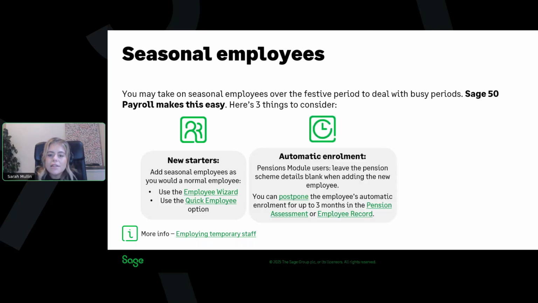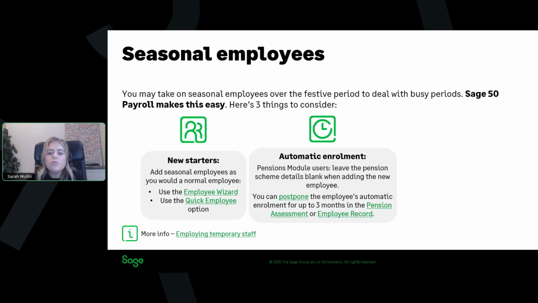Now, second thing to consider is automatic enrolment. So this is quite a big one. So if your seasonal employees meet the criteria, so age, earnings, and their UK worker status, they'd usually be automatically enrolled into the workplace pension scheme. But for short-term staff, so for seasonal employees, you can postpone automatic enrolment for up to 3 months. So if you're using the Sage 50 Payroll Pensions module, when you add the new starter, you do want to leave the pension scheme blank when adding that. And then when you run the pension assessment, you can then apply the postponement.